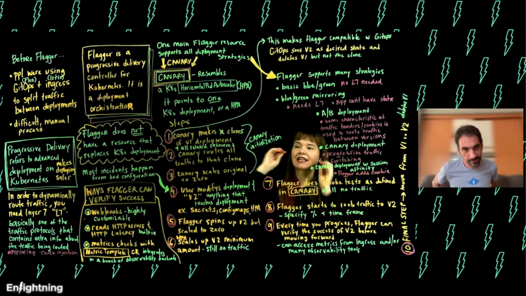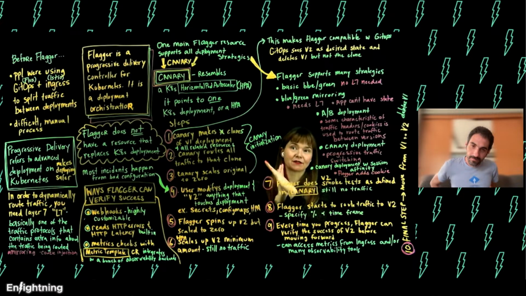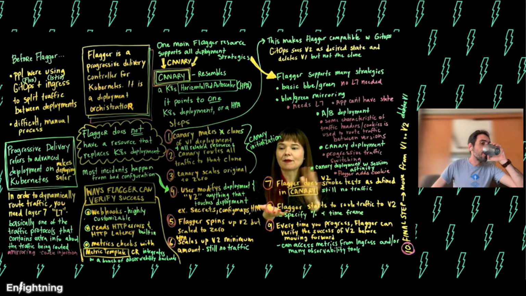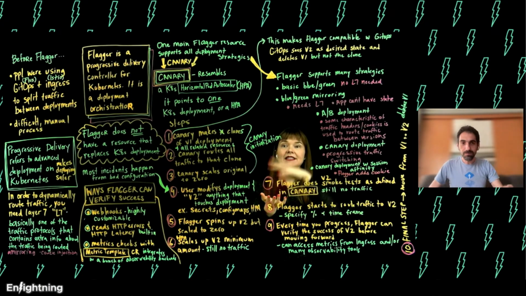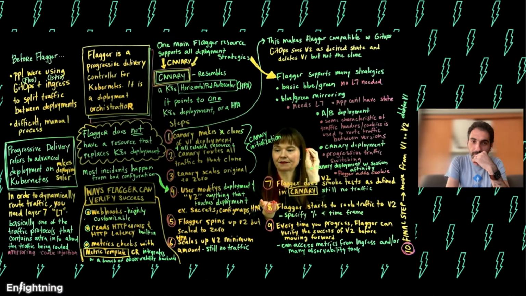And then the canary routes all the traffic to the clone. Now the canary scales the original to 0, and that is all the initialization step to prepare for the initial one to get changed to V2 by GitOps. So now the user modifies the deployment, and anything that touches the deployment makes GitOps make the V2 be created.